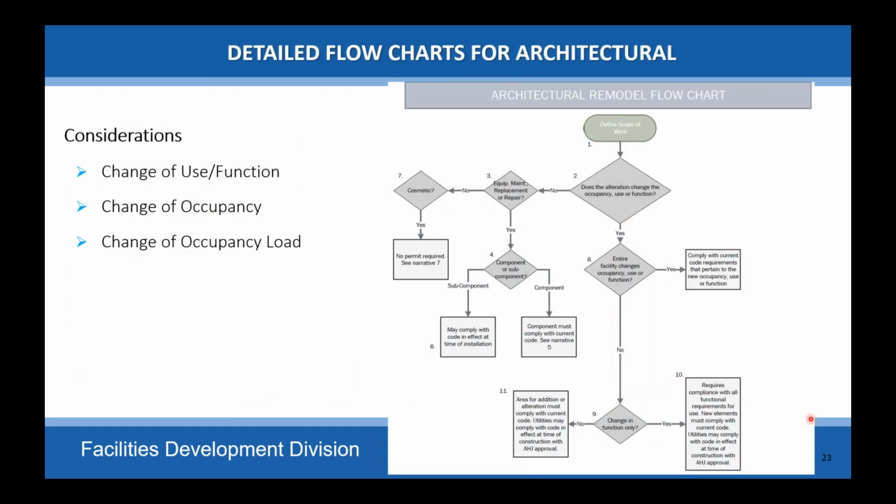Okay, so let's look at the architectural flow chart, which is new to the CAN, and I want to walk through it in a little more detail. Basically, what we're looking at is, does it fall under the change of use, function, occupancy, or occupancy load? As I stated before, one of the first things you always want to do is define the scope of work. Be really clear on your drawings when you're defining the scope of work.